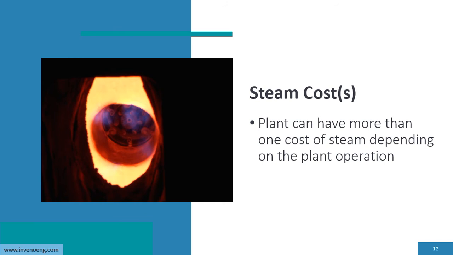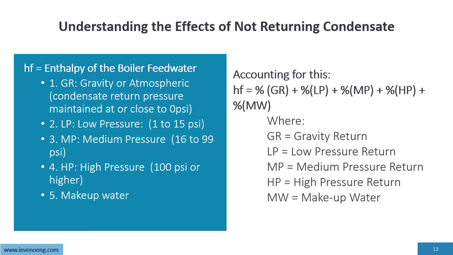The other thing is steam costs. You can have more than one steam cost. There are plants that are burning fuel coming into heat recovery boilers, and we're producing steam, which is going to have much lower costs. Some plants I deal with have 5 different steam costs, depending on where the steam's coming from.